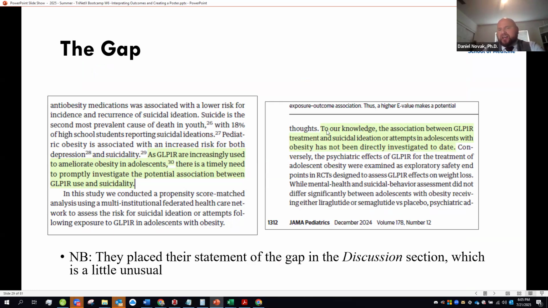And similarly, in their discussion section, which follows up after their presentation of their data, they say, to our knowledge, the association between GLP-1R treatment and suicidal ideation or attempts in adolescents with obesity has not been directly investigated to date. That's the gap. That's what you're looking for. That's why this study is important. You can also say this up front earlier in your introduction section as well, but this is the kind of unequivocal statement of value of why this study is relevant.